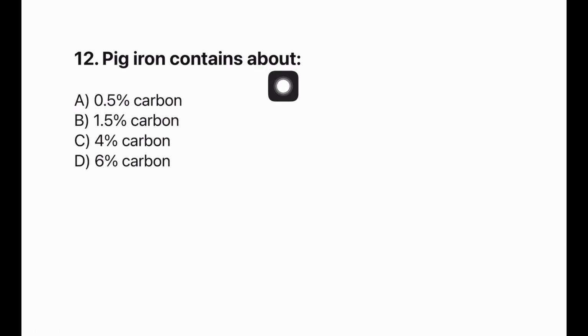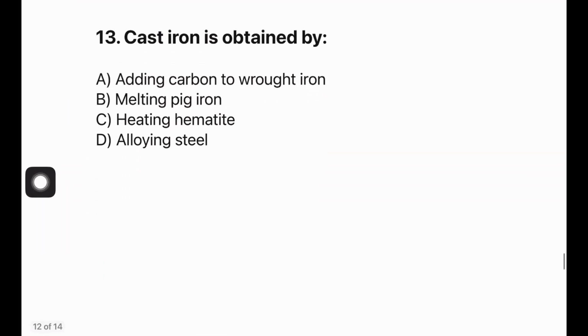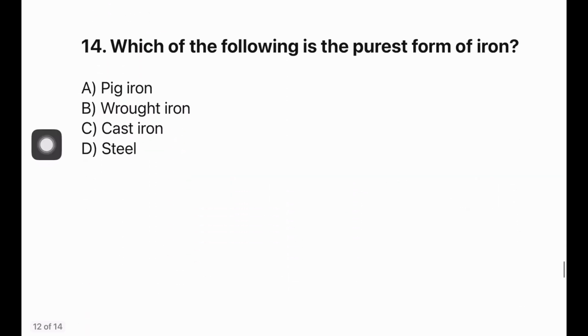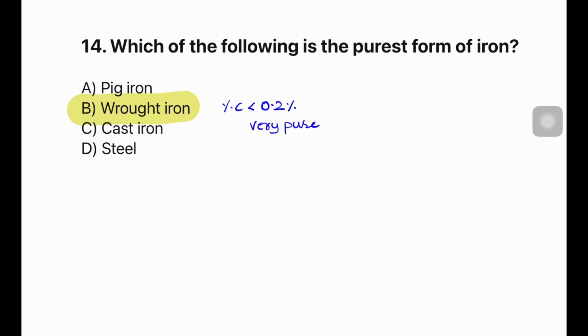Pig iron contains about how much percentage carbon? So this is 4% carbon. So very simple, you have to remember, it has high carbon content. Cast iron is obtained by, so basically we have to melt the pig iron, okay, to obtain the cast iron. So this is obtained by remelting the pig iron, so it is the second option. Which of the following is the purest form of iron? That is wrought iron. In wrought iron, the percentage of carbon is less than 0.2%. So that is very pure. The Eiffel Tower is made up of wrought iron, and it is known for corrosion resistance.